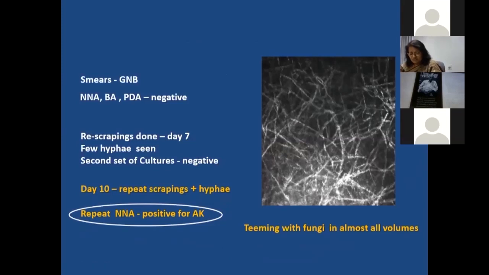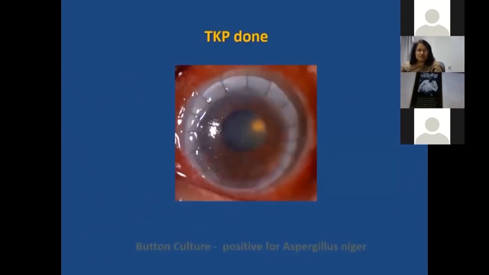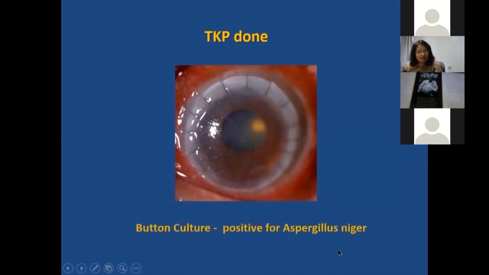So given the presence of both an acanthamoeba as well as a fungus, we decided to do a therapeutic keratoplasty, and there the button was positive for Aspergillus niger.